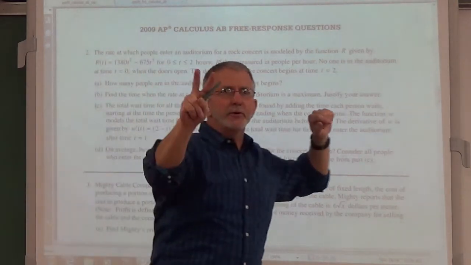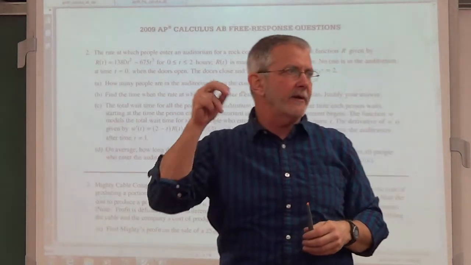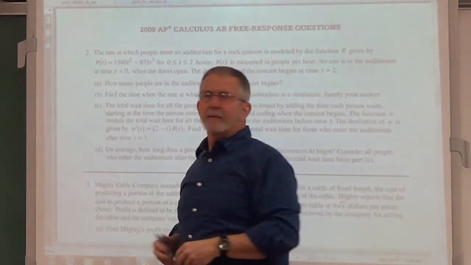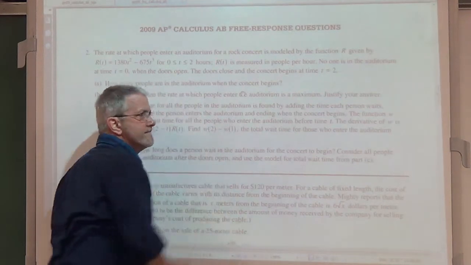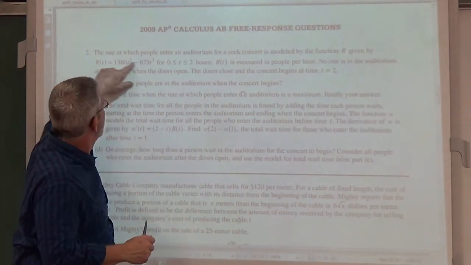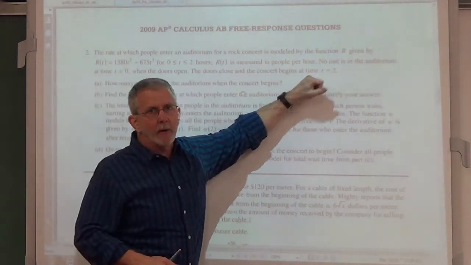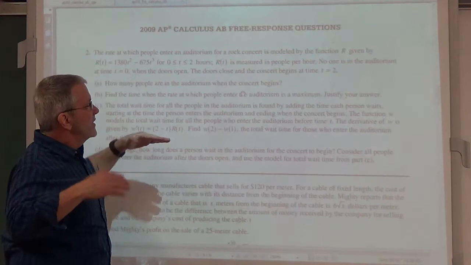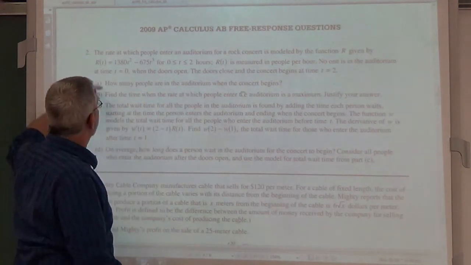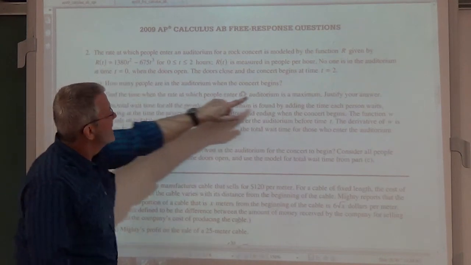Look at this, it's number 2. Number 1 and number 2 on the AB or BC test will both be calculator active problems. Good thing there are some big numbers here. So that's all I'm talking about. That's the rate measured in people per hour. Let's forgo the rest of the problem for lack of time, and all I want to know is when that rate is a maximum.